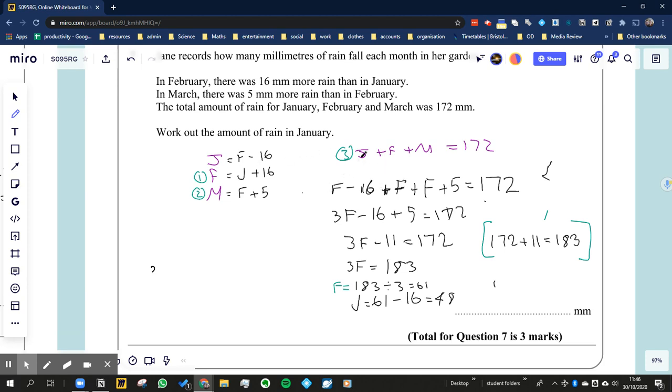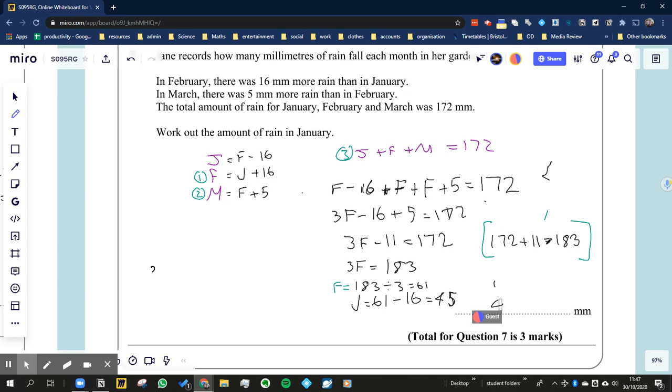Right. So this student, they've collected all the different equations. So let's have a look what they've done. So we've got J plus F plus M is equal to 172. J, they've said, is F minus 16. So F minus 16 plus F plus, and then they've said F plus 5. So that's fine, and equals 172. They've collected the terms, and so they got 3F minus 16 plus 5 is equal to 172. So 3F minus 11 is equal to 172.